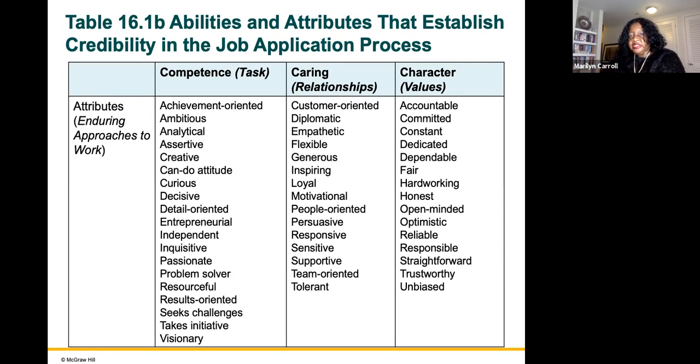Now look at abilities and attributes that establish credibility. Here's some attributes: competence. Here's some words that establish that from a task perspective. Caring, relationships, here's that, and character, accountable. So knowing the difference between what are competencies, what are things that show caring and relationships, and what are things that show values and character, these are very important. These are those words that establish that.